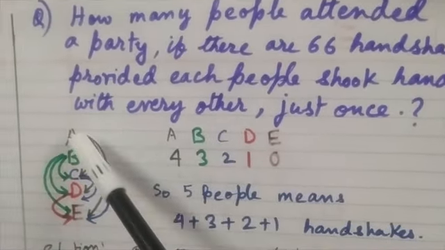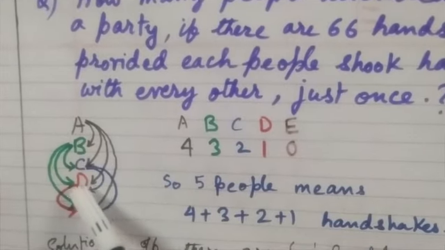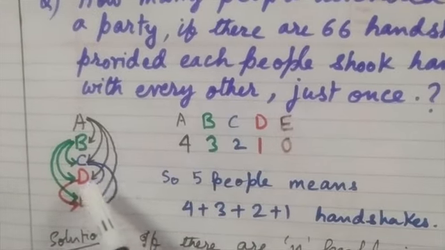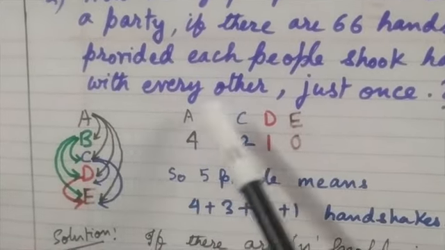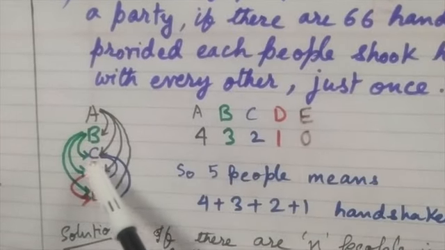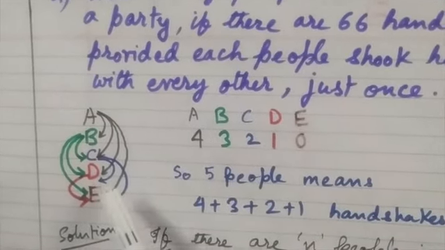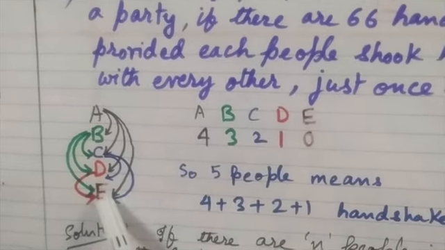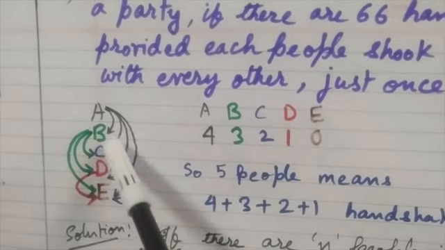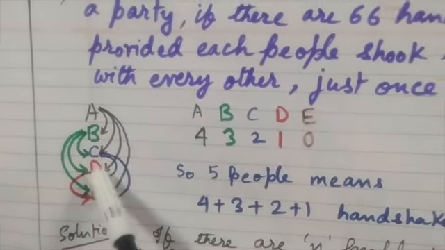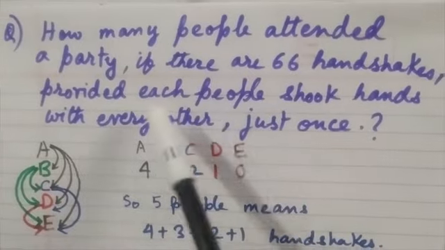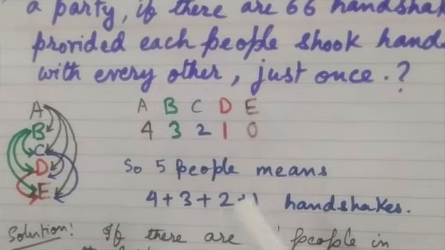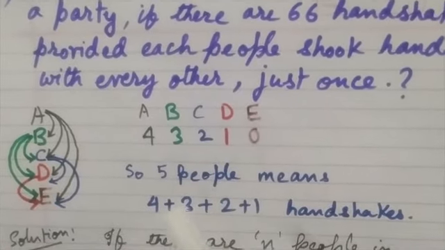We will assume, suppose there are 5 people, A, B, C, D, E. Now see, I have drawn with arrows. A is shaking hands 4 times with B, C, D, E. Similarly, B is shaking hands with C, D, E. And if you go on like this, by the time we arrive at E, we do not need to draw any arrows. Why? Because E has already shaken hands with all of them, A, B, C and D. Remember, the question is each person shook hands with every other just once. So when you are shaking hands with someone, it means the other person is also shaking hands.